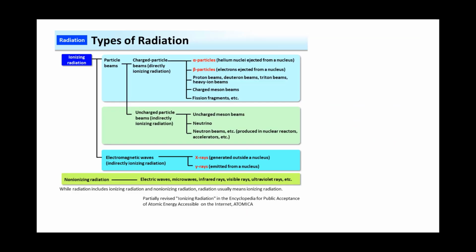Ionization is energy that is in the form of a particle or a wave. Non-ionizing radiation is in the wave form only. Take a moment to look at this diagram of ionizing and non-ionizing radiation, and then we will continue.